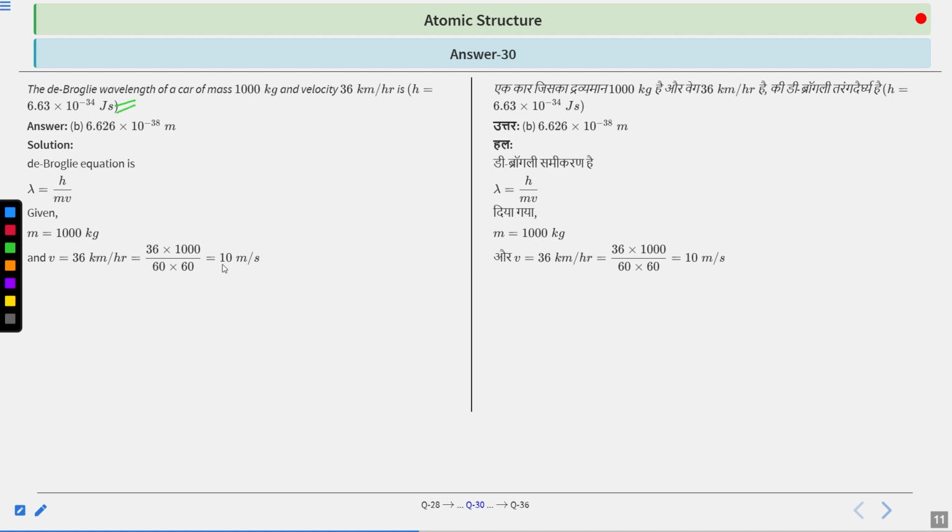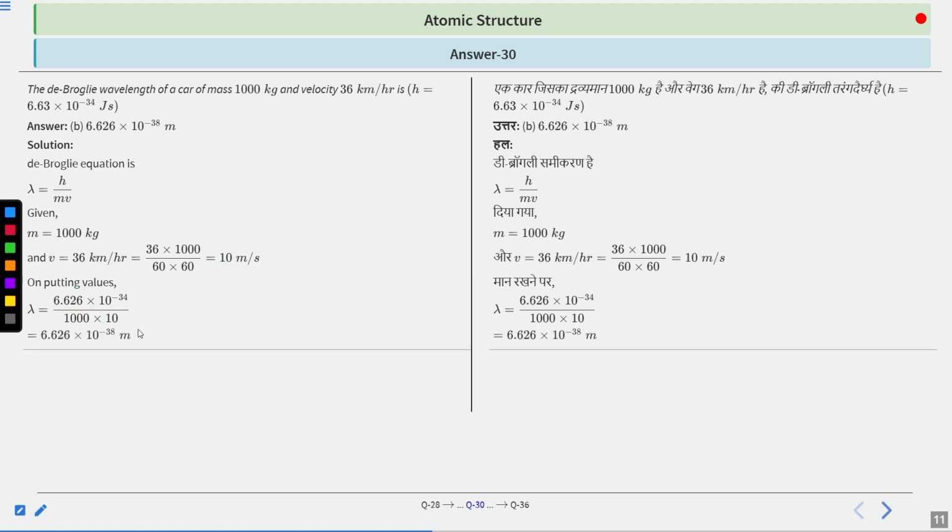Okay, this is your velocity. Now, putting these values in the de Broglie equation, which is lambda equals h by mv, mass will have the same SI unit, which is kg. But your velocity will now be in meter per second. So 10 meter per second.